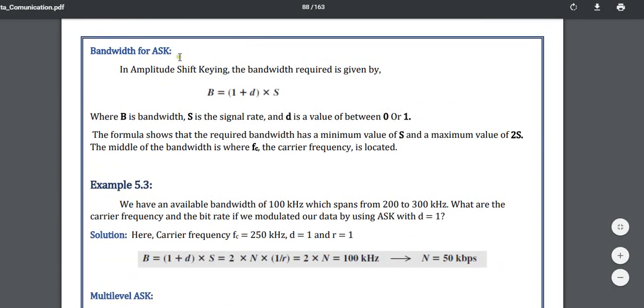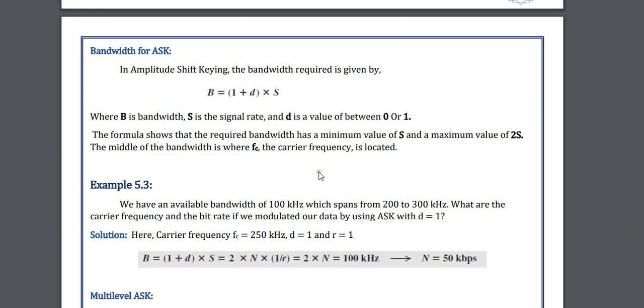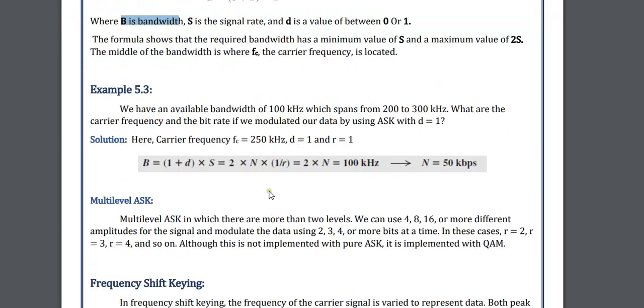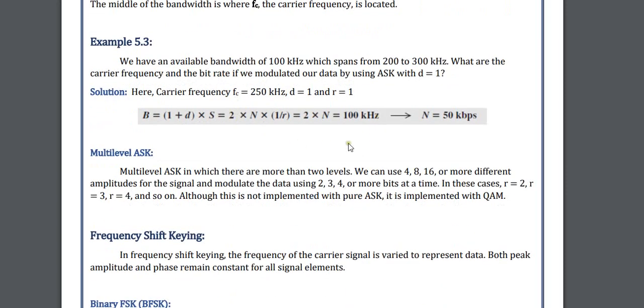Now the bandwidth for ASK. This formula is used for calculating the bandwidth for ASK. Here D is a value between 0 and 1, S is the signal rate, and B is the bandwidth. Here is again a mathematical notation.